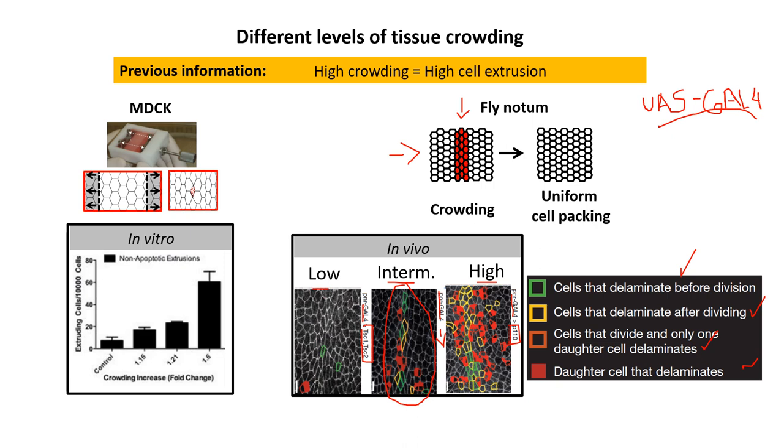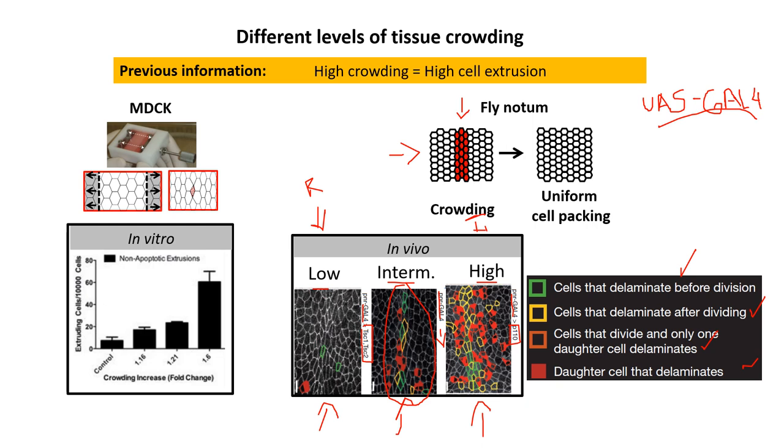Here you have few cells that are going to extrude or delaminate. Here you start increasing, and here you have even more. So it's the same experiment, but using fruit flies. The genes that they use here reduce cell proliferation, and here they increase cell proliferation.